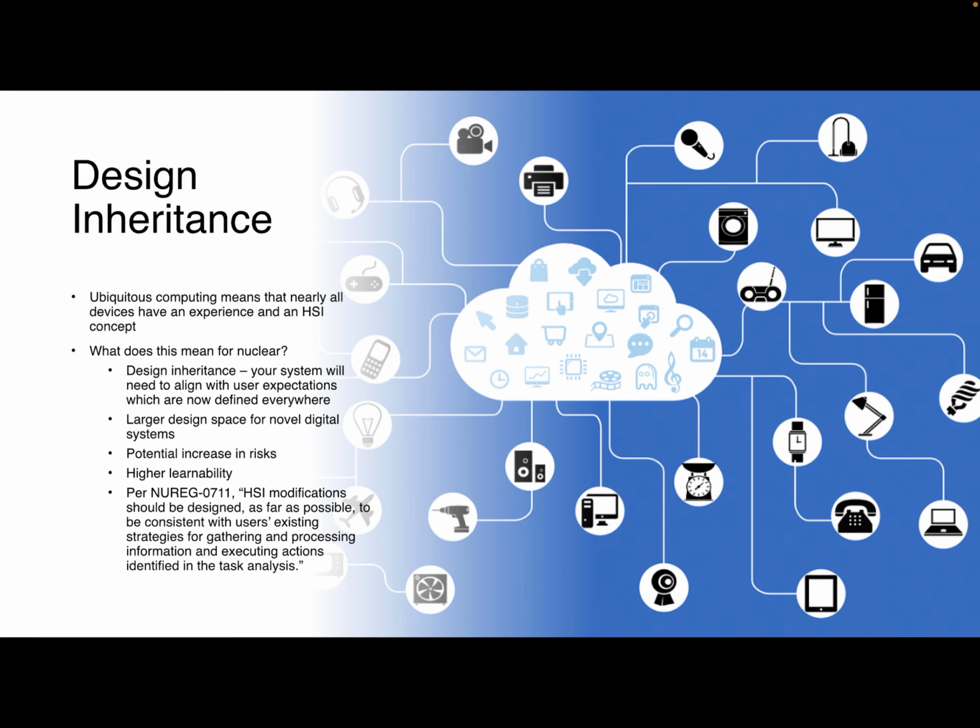Design inheritance. So ubiquitous computing means that all devices have an experience and an HSI concept. This is specifically for nuclear, but this can be applied to any of your other processes as well. Your systems need to align with user expectations, which are now defined everywhere. That gives you a larger design space for novel digital systems, meaning you can take more chances because it's more likely that your novel idea isn't so novel in the broader field, and you may be able to find pros and cons or best practices. You get a potential increase in risks with ubiquitous computing, as your error space is bigger. But you also get higher learnability. They will be able to train up faster if they're familiar with the process and with the overall technology.